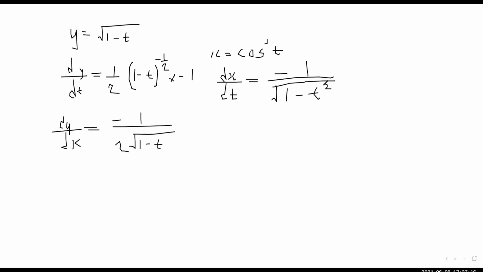Cool. So now we need to find dy by dx. To put it in a different color, let's use burgundy. We know that dy by dx is always equal to dy by dt multiplied by dt by dx.